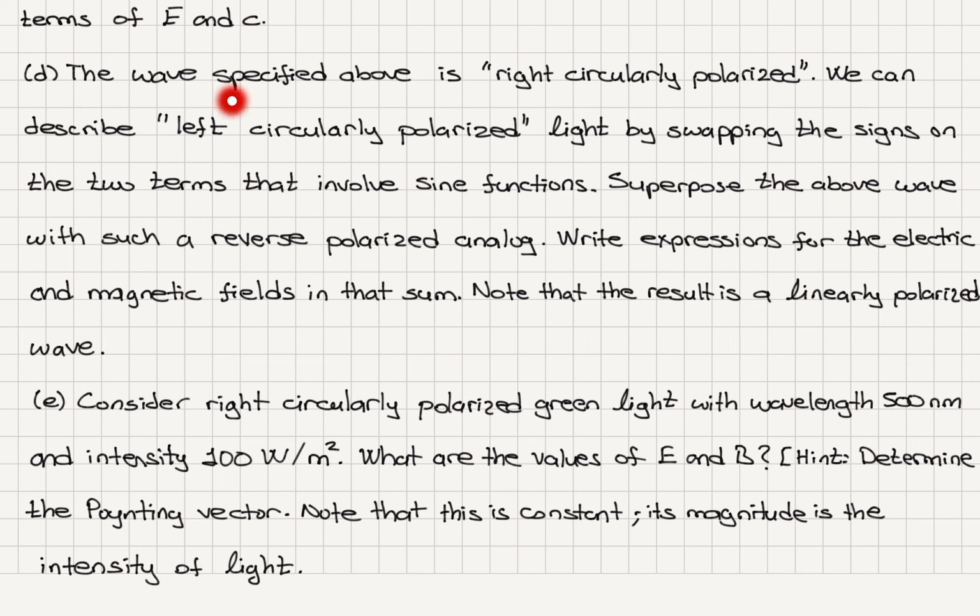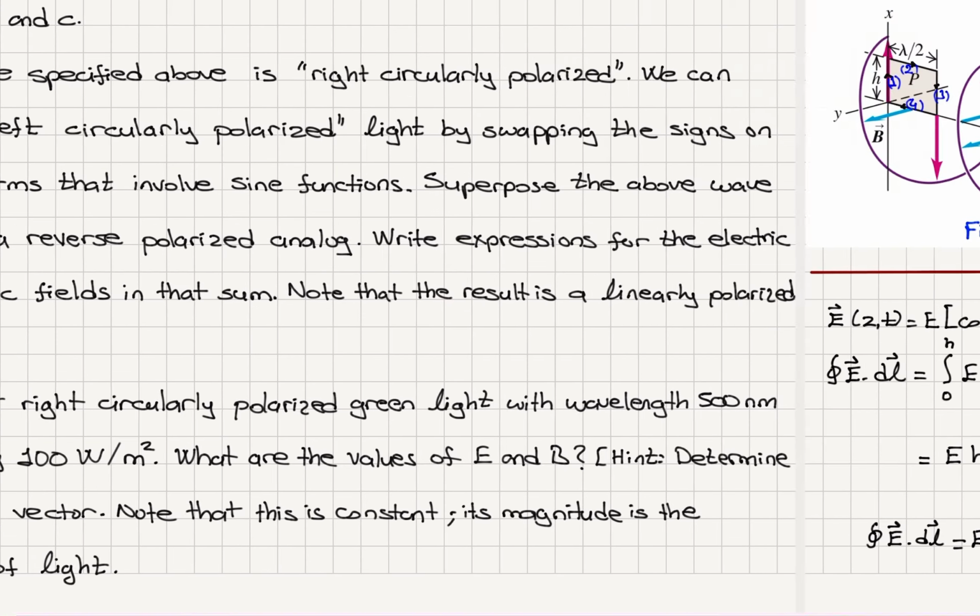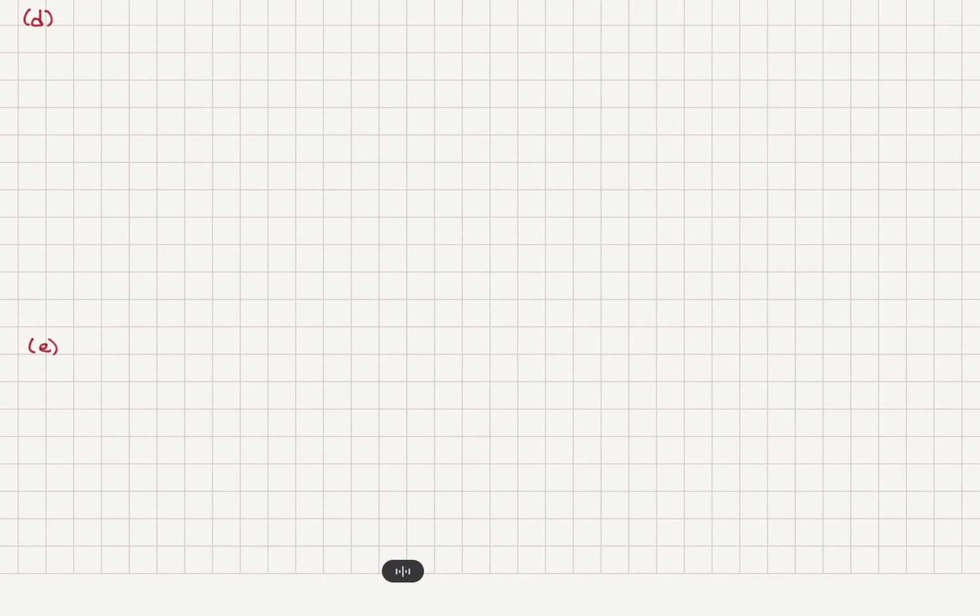Part D. The wave specified above is right circularly polarized. We can describe left circularly polarized light by swapping the signs on the two terms that involve sine functions. Superpose the above wave with such a reverse polarized analog. Write expressions for the electric and magnetic fields in that sum. Note that the result is a linearly polarized wave. Okay, so let's see.